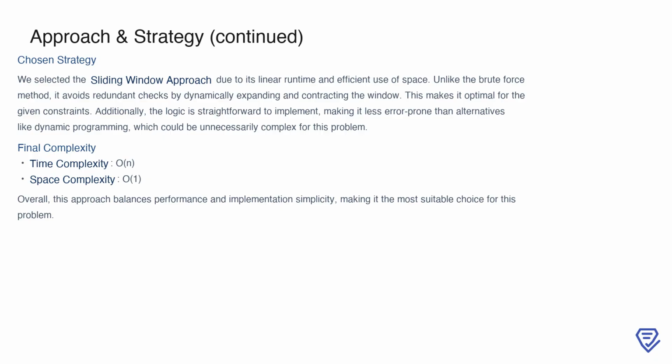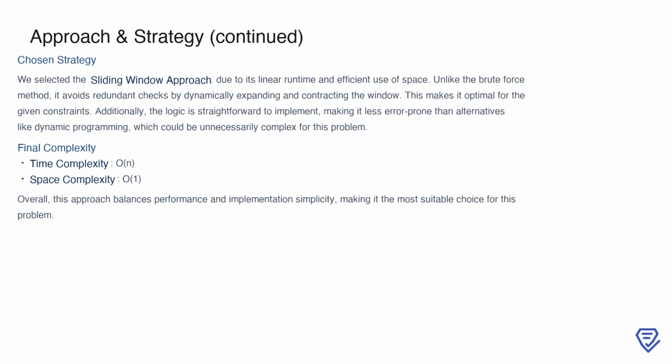Additionally, the space complexity remains O(1), as we only use a few pointers and counters to track the window and its properties. Beyond efficiency, the sliding window approach is also relatively easy to implement, reducing the likelihood of errors compared to alternatives like dynamic programming, which could introduce unnecessary complexity for this problem.